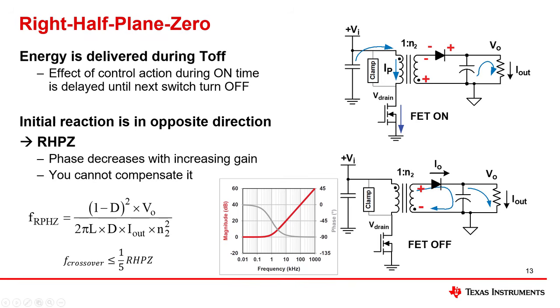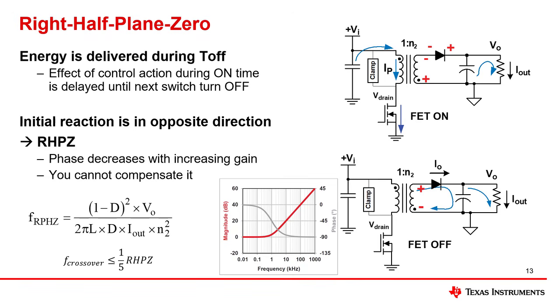A higher duty cycle means a shorter off time, so in the first moment less energy can be delivered to the output. This will let the output voltage drop further. So the effect of a control action during the on time is delayed until the next switch turning off. This means the initial reaction of the controller is in the opposite direction. This is the right half plane zero.